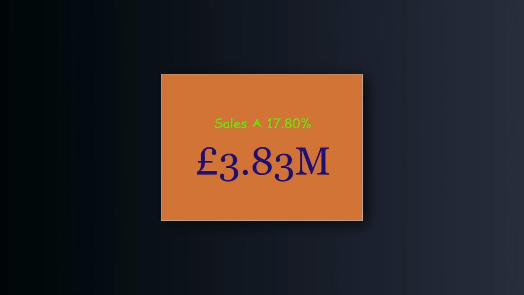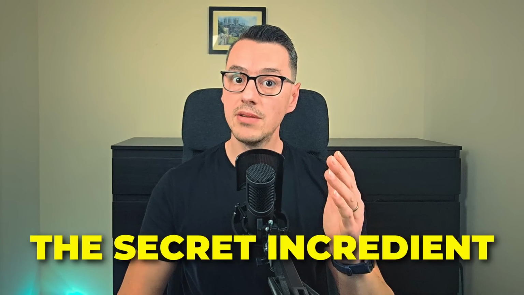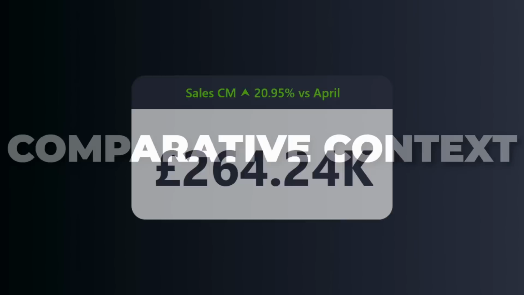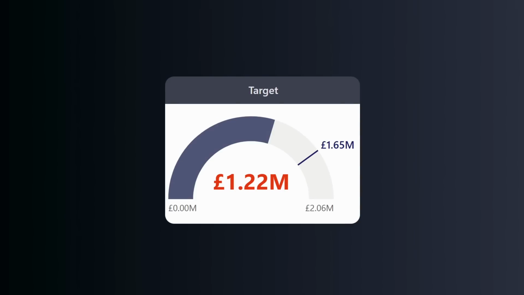Do you find this one easy to read or this one? A KPI card should make it easy to remember the important information and have just enough visual appeal. Then there's the big one, the secret ingredient that binds everything together. A KPI alone lacks meaning. Compare it to a benchmark, for example last month, target, etc.